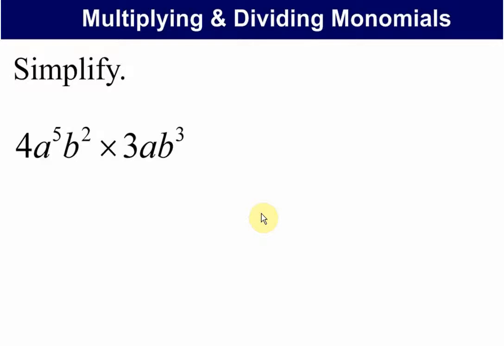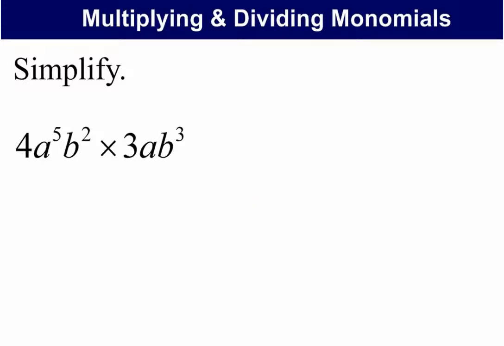We're going to look at three examples here now involving multiplying and dividing monomials. So here we have an example. It says to simplify this, and it's 4a to the exponent 5b squared times 3ab cubed. Now we're trying to multiply these two monomials together.